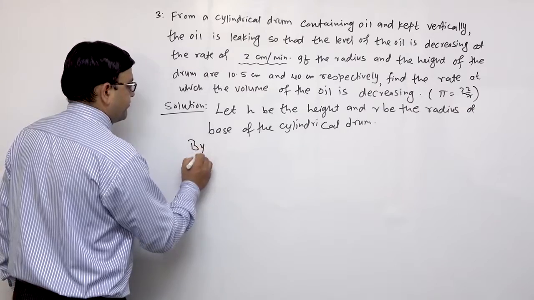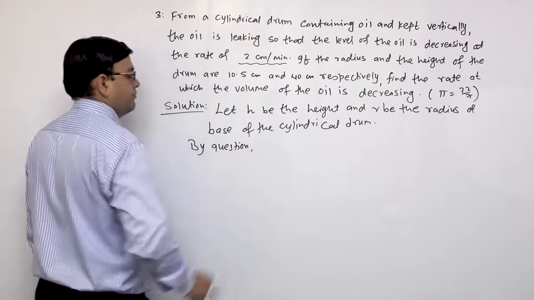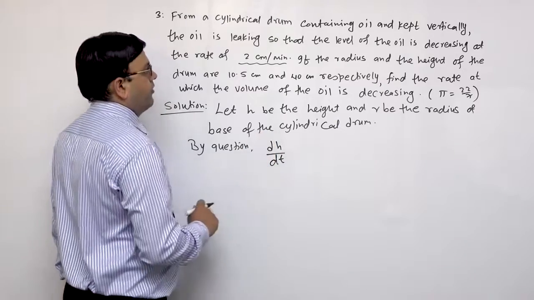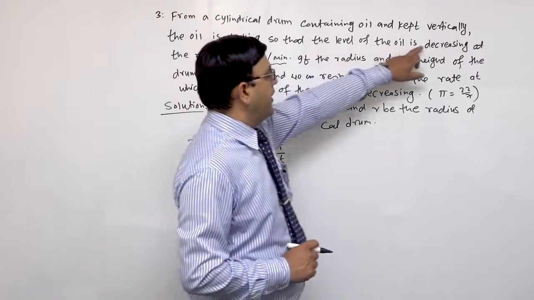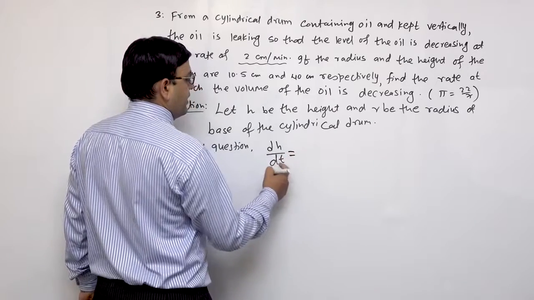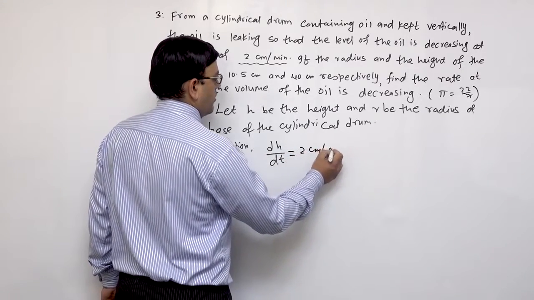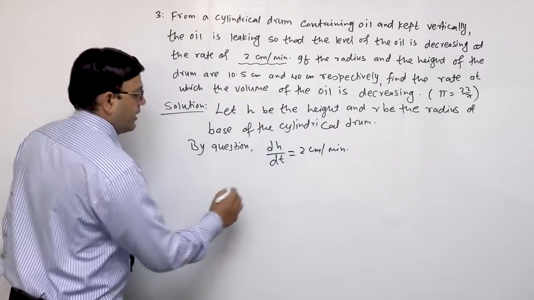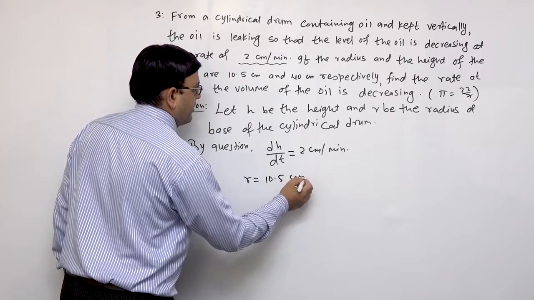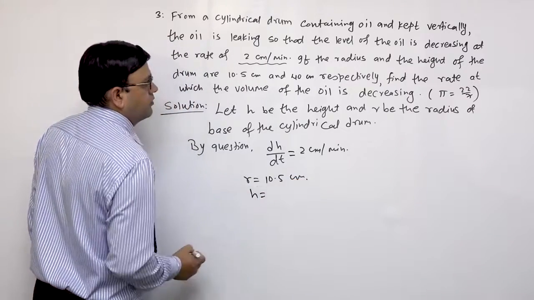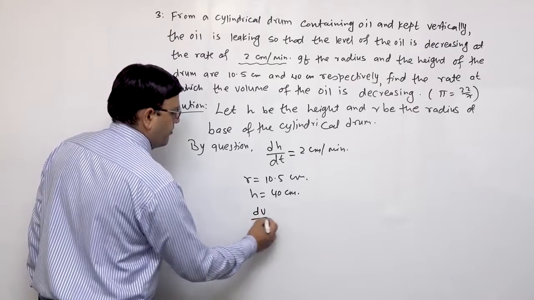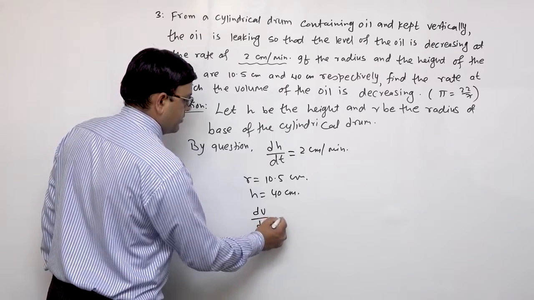Now by question, we have dh by dt, because here the oil is decreasing at the rate of 2 centimeter per minute. So dh by dt is 2 centimeter per minute. Now we have R is 10.5 centimeter, R is the radius, and then height of the drum H is equal to 40 centimeter. Now we have dV by dt is equal to what?